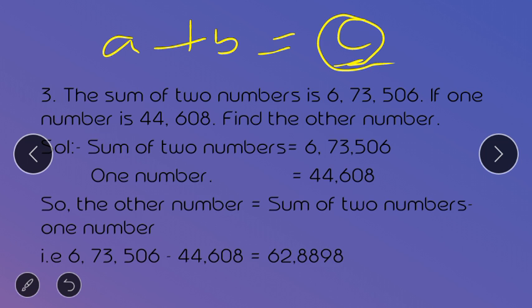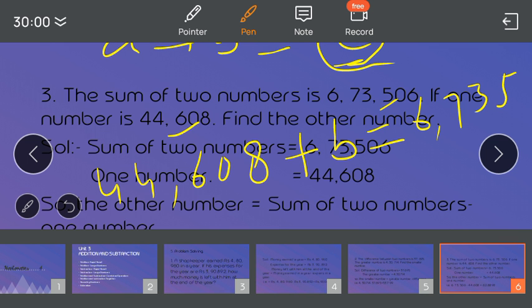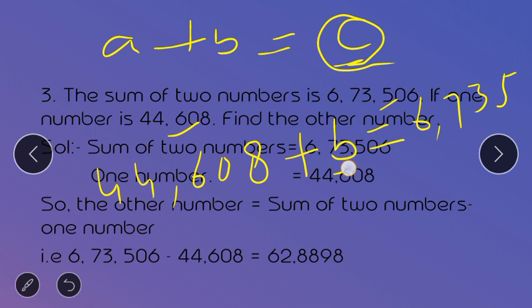So it is said the sum of two numbers is this. If one number is this, like if A is 44,608, then you have to find B, and the answer is 6,73,506. So what will you do to find B? You have to subtract these two numbers. So we will see what I have solved for you.